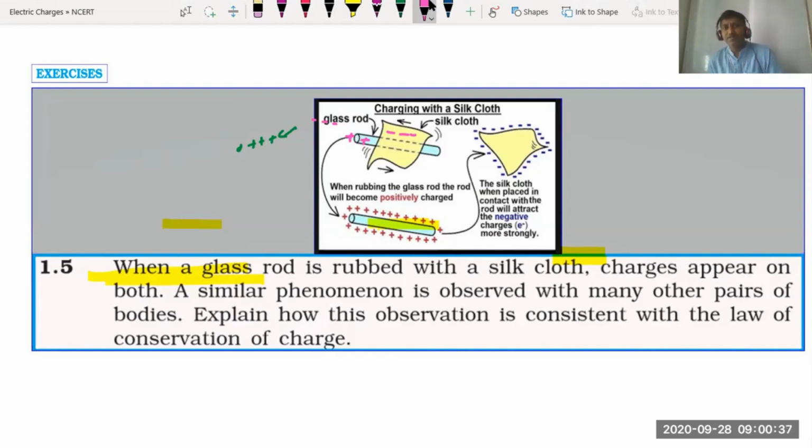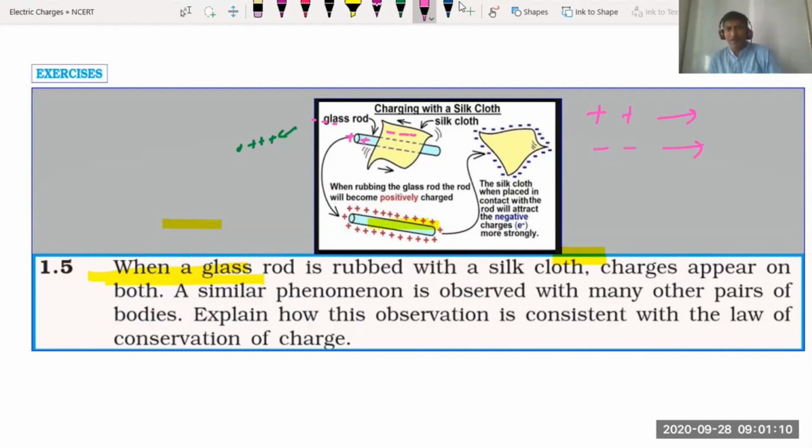Likewise, for one more silk cloth, if I rub it with the glass rod and bring it near to this cloth, which is already negatively charged, again the two cloths will get repelled due to like charges. So plus repulsion, minus repulsion. Plus means these two glass rods rubbed with the silk cloth, and minus means the negatively charged silk cloth and another silk cloth which is rubbed with the glass rod.